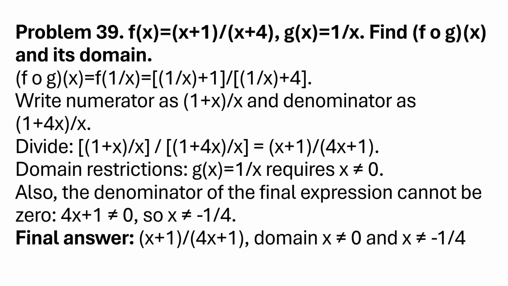We are asked to find a composition and its domain. After substituting g into f and simplifying, we obtain the expression x plus 1 divided by 4x plus 1. The denominator cannot equal 0. Setting 4x plus 1 equal to 0 gives x equals -1/4.